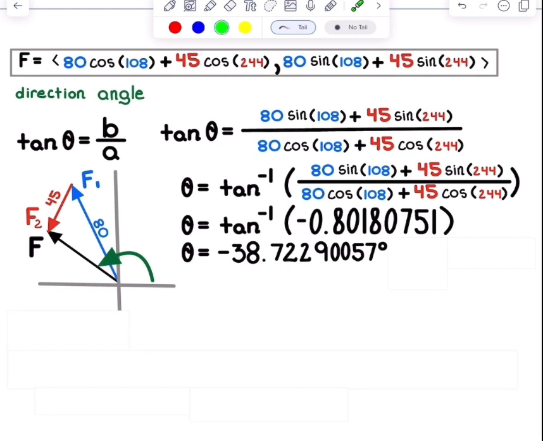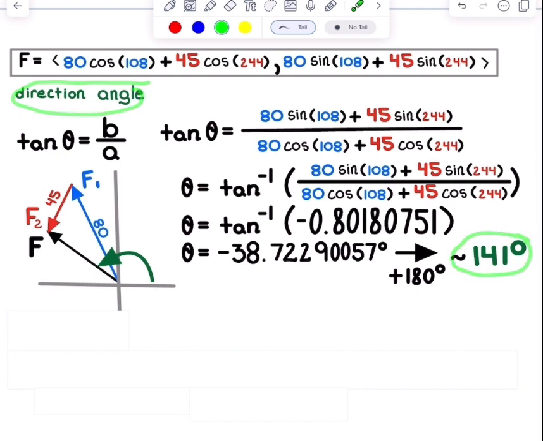Since tangent repeats every pi, we're going to go ahead and add 180 degrees. When I do this, I get approximately 141 degrees. So our direction angle is approximately 141 degrees.